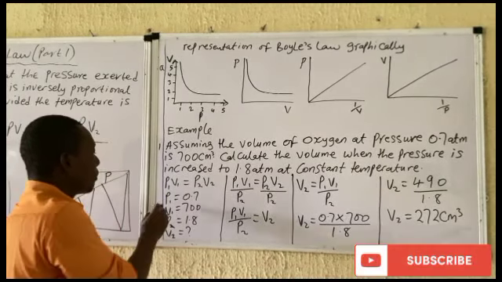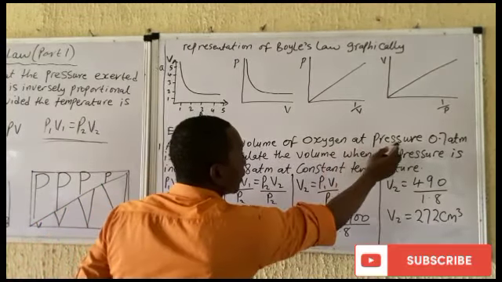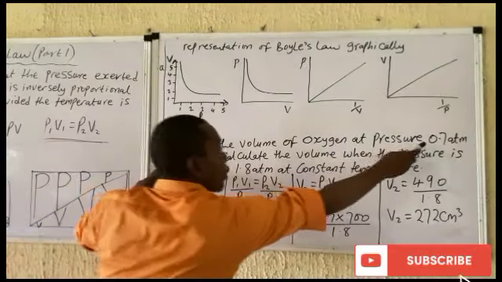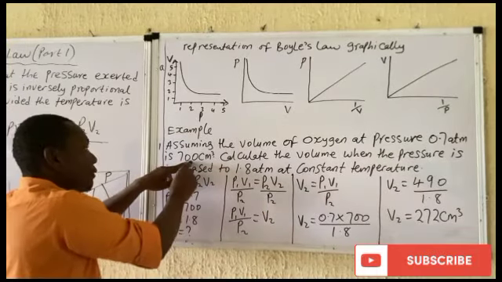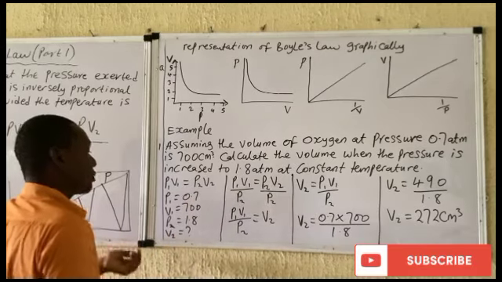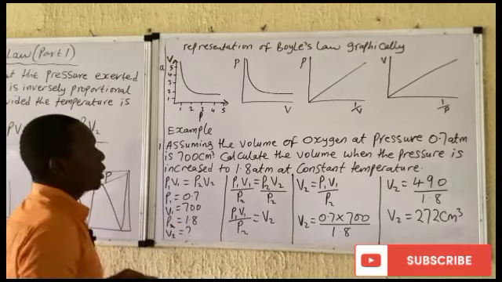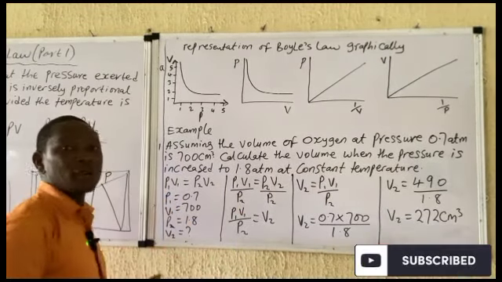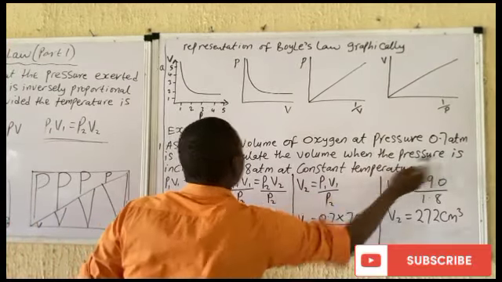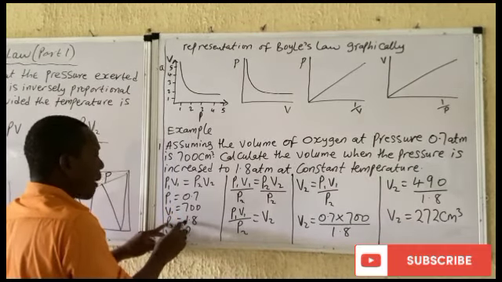All right. So P1, in this case, let's go to the question: assuming the volume of a given mass of oxygen at a pressure, this is our P1, is this. So this is our V1. This is the P1, the first pressure, and this is the V1, the first volume. So P1 is 0.7. You can decide to put the units, no problem. V1 is 700. You can also decide to put the unit. Now let's talk about the P2. Calculate the volume. So you are now asked to calculate the V2. So you put your V2, you don't know that. Calculate the volume when the pressure is increased to 1.8 atmosphere. Now that means P2 is 1.8.